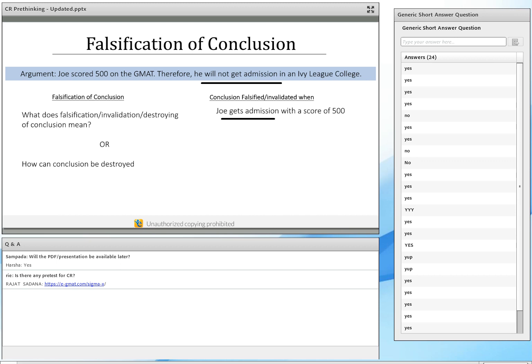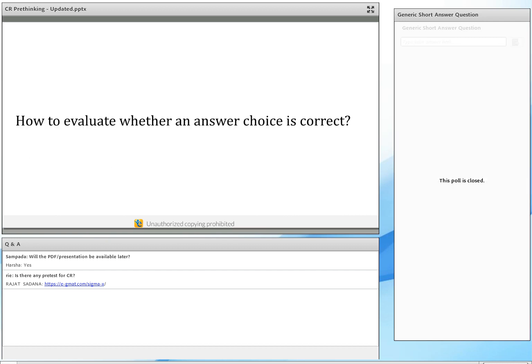Perfect. And for those of you who say no, there's a Q&A pod out there where you can put your question in. So Navneet and Sadesh, you can put that question in the Q&A pod if you don't understand how the conclusion is destroyed if Joe gets admission with a score of 500. All right, let me end this poll and remove broadcast results.